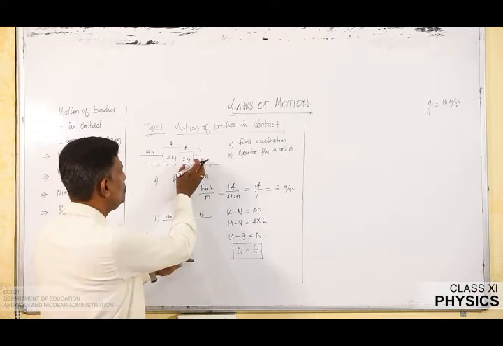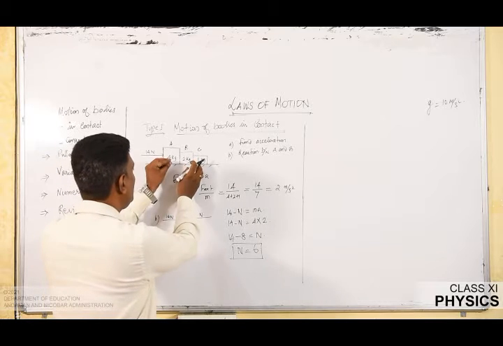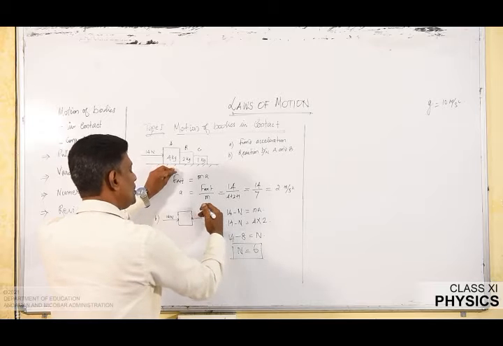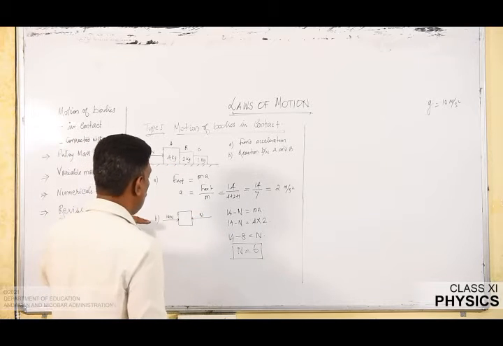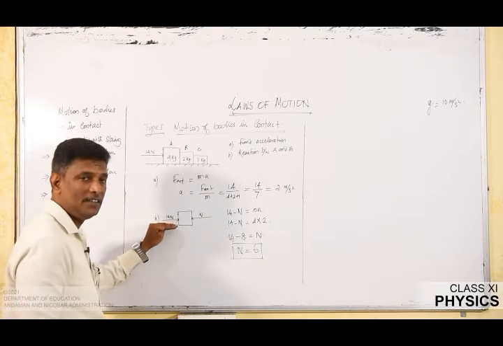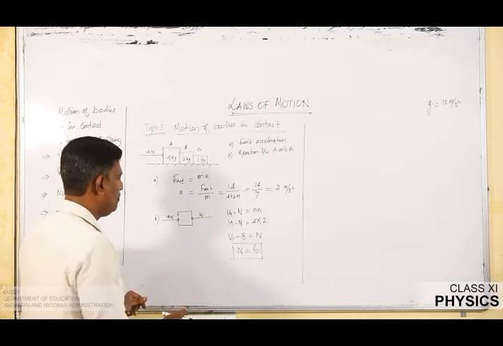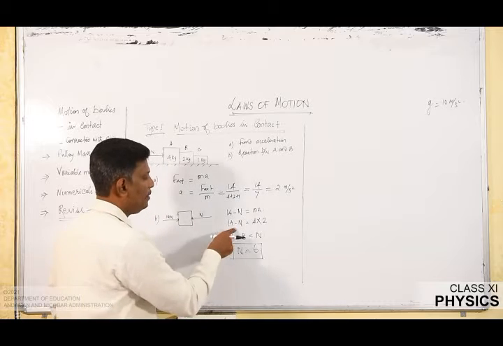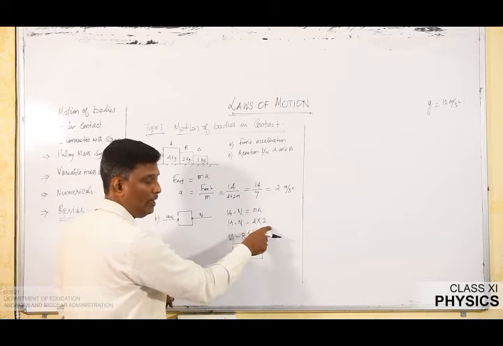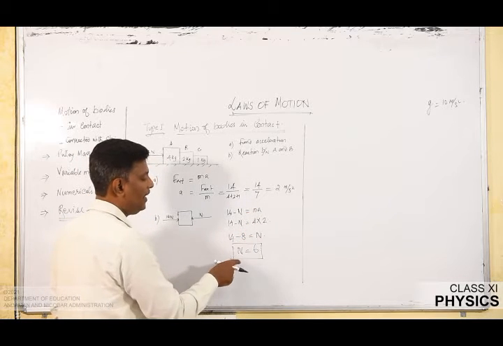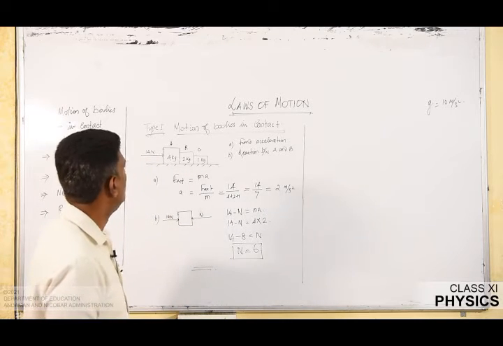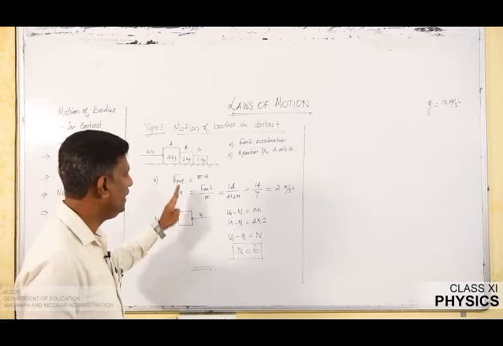These two bodies are combined and it is acting upon the 4 kg body. So the normal reaction is in this direction, and the external force applied is in this direction. So net force will be 14 minus N is equal to MA, that is 14 minus 8 is equal to N, N is equal to 6. This is how we can calculate the motion of bodies in contact.